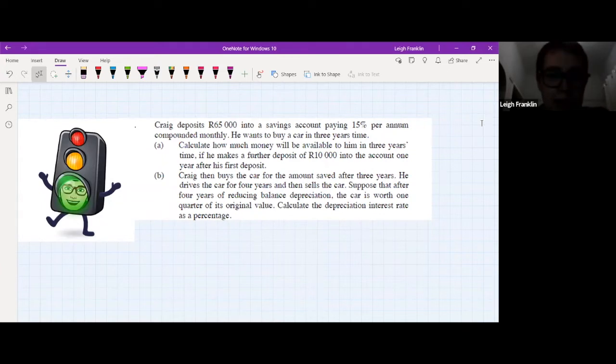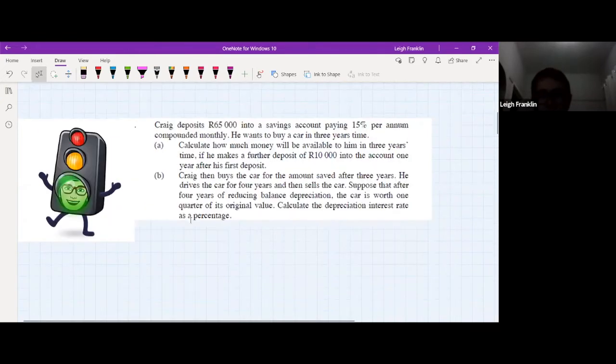So here's Craig, and he deposits 65,000 Rand into a savings account, paying 15% per annum compounded monthly. He wants to buy a car in 3 years' time. Calculate how much money will be available to him in 3 years' time if he makes a further deposit of 10,000 Rand into the account 1 year after his first deposit. That's the first question.